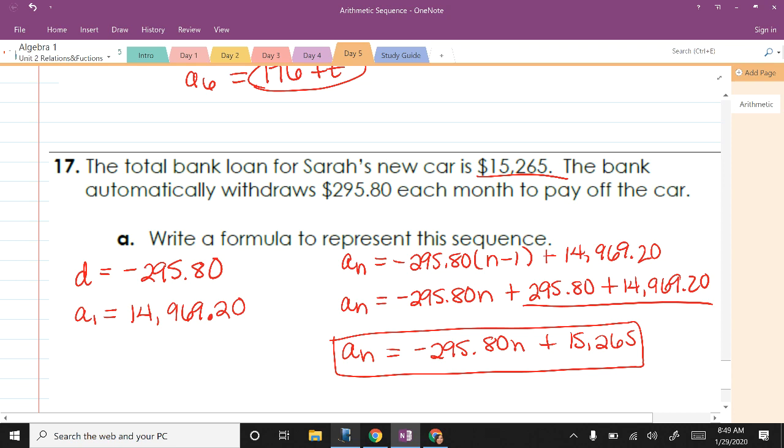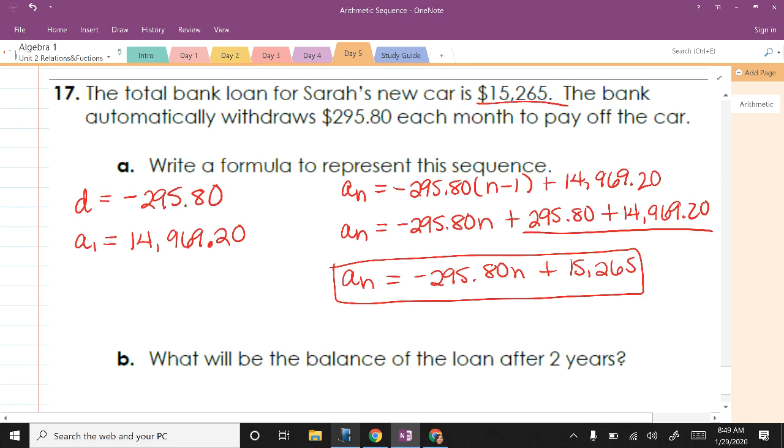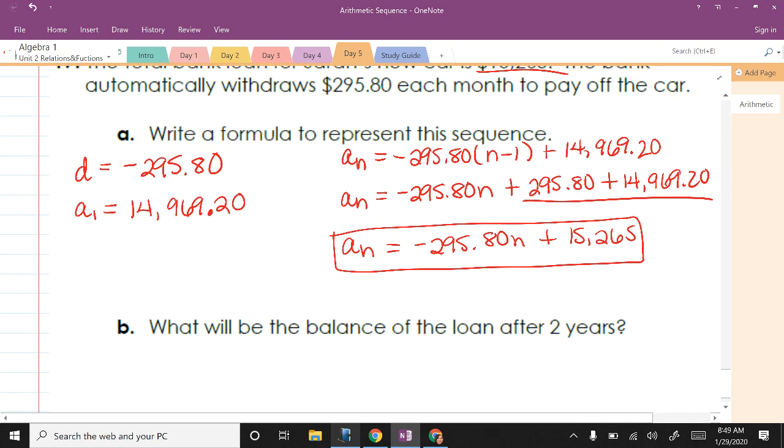Okay? Now, y'all going to have to help me do some math. What will the balance of the loan be after 2 years? Well, how often are we making payments? Every month. So how many months have we paid after 2 years? 24 months. Do y'all see why it's 24 and not 2? Because we're making a monthly payment, not a yearly payment. Does that make sense?